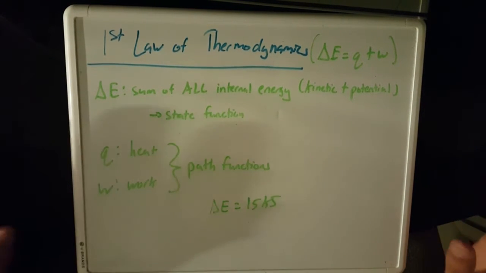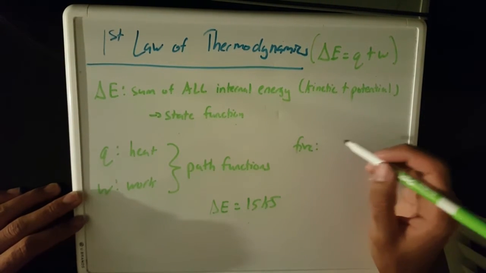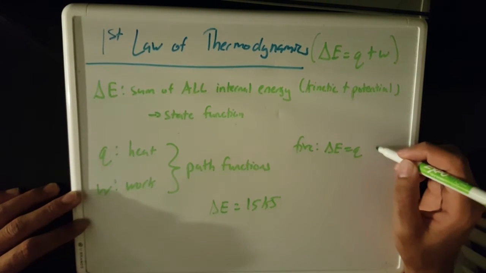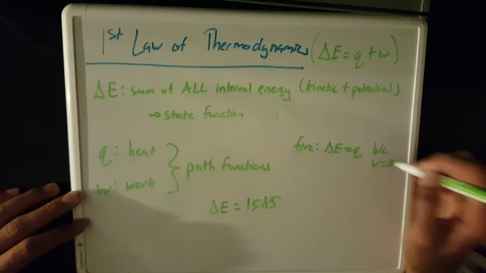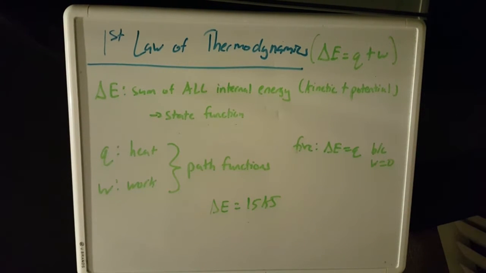The fire would be pure heat. So for a fire, we're going to have that delta E is going to be equal to Q because W is going to be 0. It's not doing anything. It's not boiling anything. It's not moving anything else. It's just being released as heat.